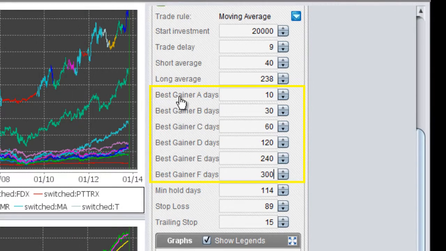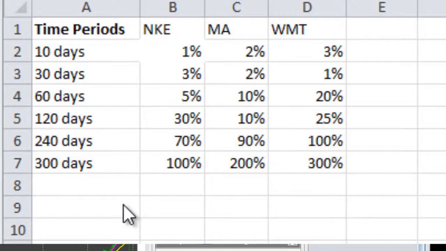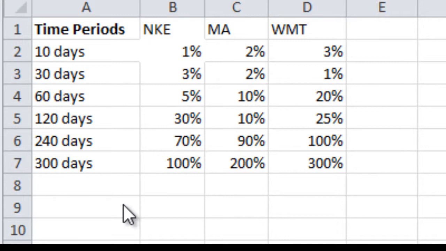Each of these best gainer parameters represents a time period. I think the best way to explain how this works is using a spreadsheet. So on our spreadsheet, in the first column we have time periods. As I mentioned before, we have the 10-day, 30-day, 60-day time periods, etc. And our strategy uses 10 stocks, but for this example, let's pretend there's only 3: Nike, MasterCard, and Walmart.